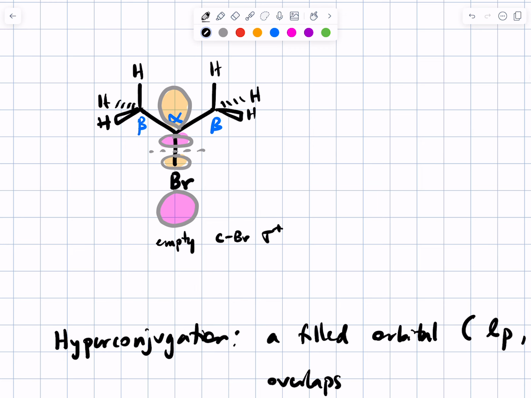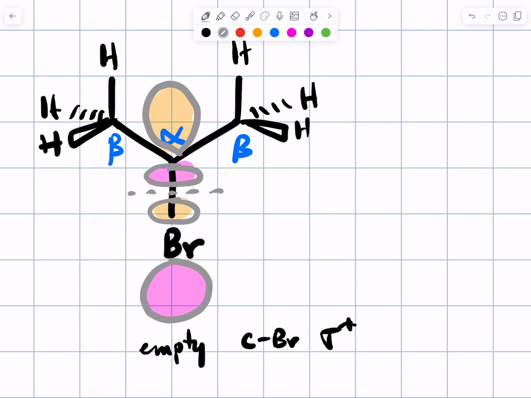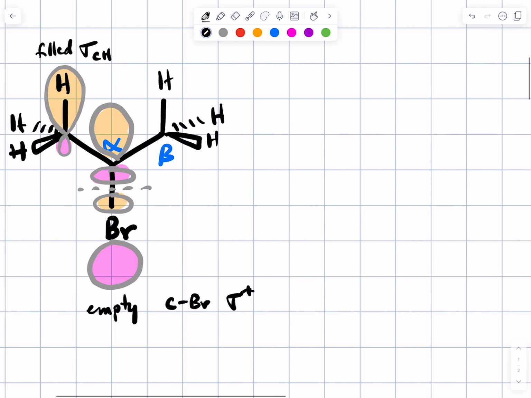Now, what's the filled orbital? We're going to only draw one of them, but what's true for one beta hydrogen that I'll show you is true for the other. The filled orbital is the carbon-hydrogen sigma bonding orbital. So we can draw that like this. Okay. So this one has electrons in it. The filled carbon-hydrogen sigma bonding orbital. You comfortable with where those orbitals are? What they look like? Okay.